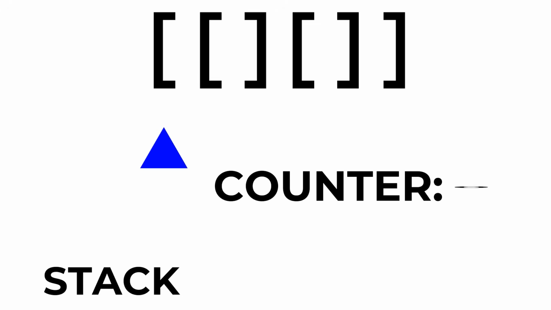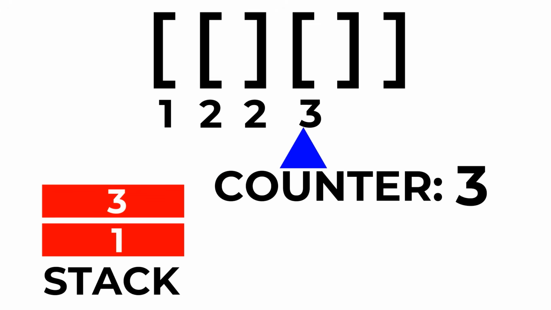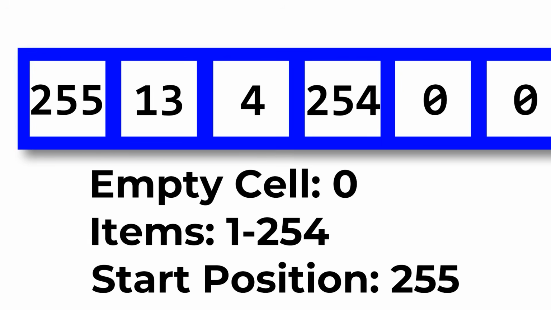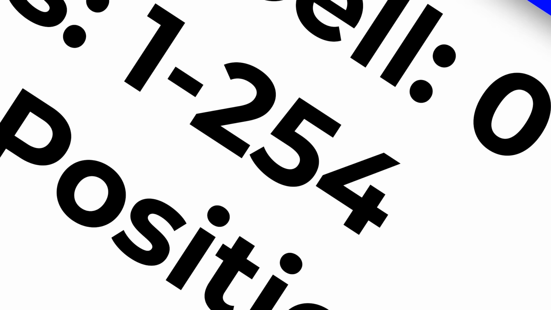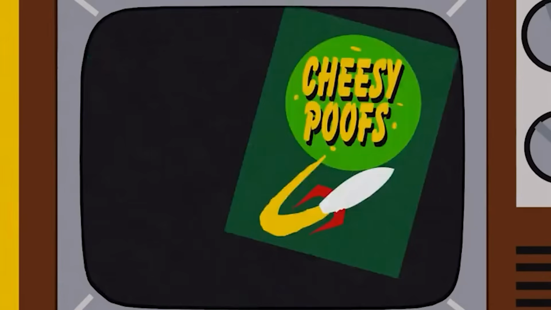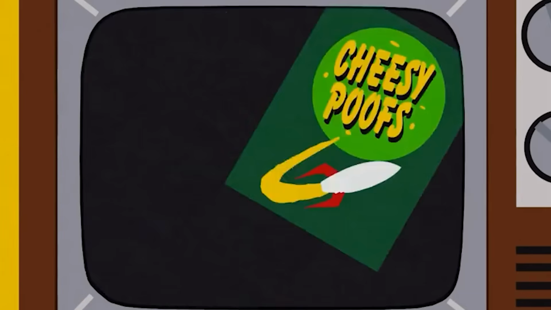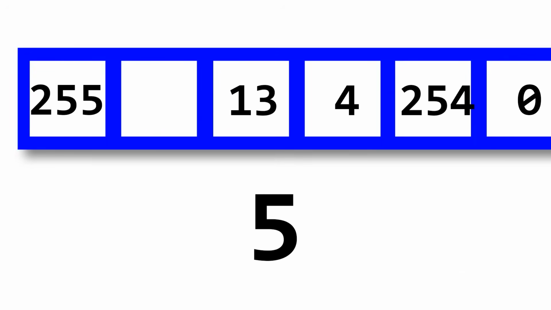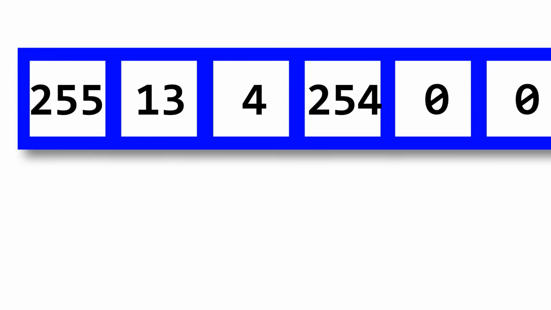The best way to represent this is a stack, where data goes in on top and comes out on top. Representing a stack in Brainfuck isn't too hard. The beginning is marked with 255, and everything on the stack has a value from 1 to 254. Oh god, oh no! I love cheesy proofs, you love cheesy proofs. To put something on the stack, we shift everything to the right and put it in the newly freed cell. To pop the stack, we remove that and shift everything back to the left.